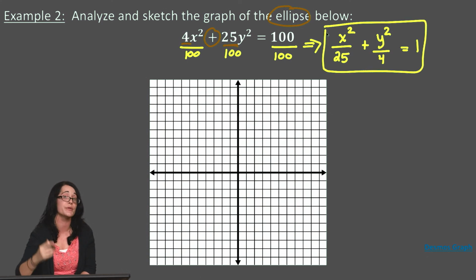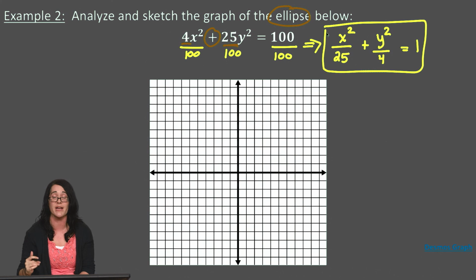If not, what you're doing is simplifying. 4 divided by 100 is really 1 over 25, and 25 over 100 is 1 over 4. I'm just simplifying here. Keep in mind that if that had been a number like 3 over 100, you would need to put 100 over 3 as your denominator, or 100 over 4 in this case, which is 25. Okay, so there's always a way to get it in standard form if it's not obvious at first.